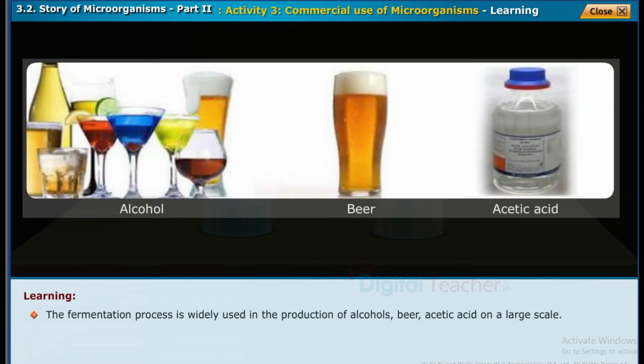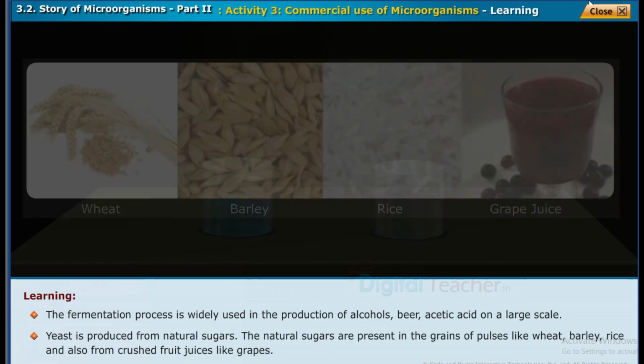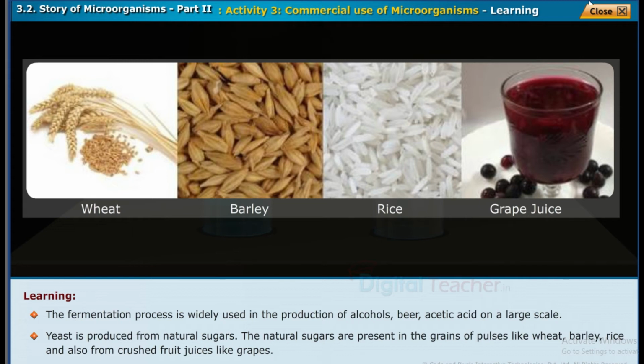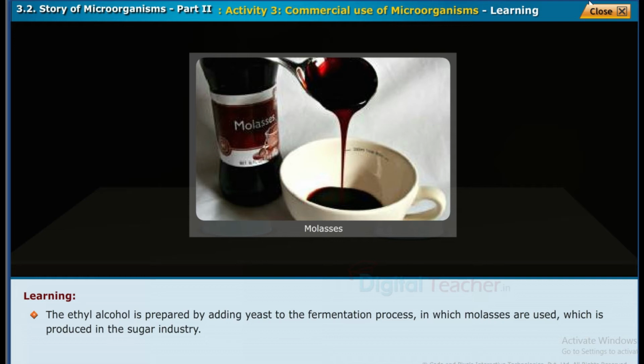The fermentation process is widely used in the production of alcohols, beer, and acetic acid on a large scale. Yeast is produced from natural sugars. The natural sugars are present in the grains of pulses like wheat, barley, rice, and also from crushed fruit juices like grapes. The ethyl alcohol is prepared by adding yeast to the fermentation process, in which molasses are used, which is produced in the sugar industry.